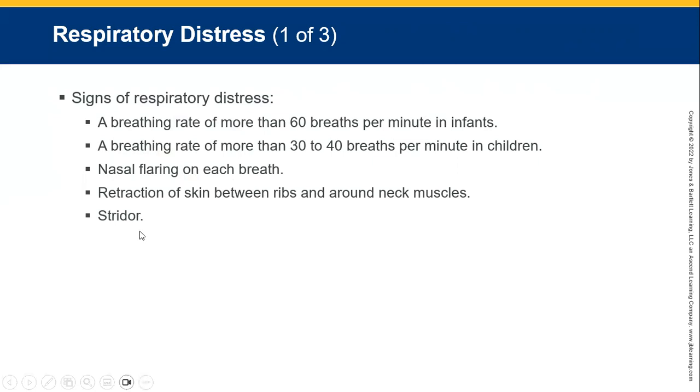Now, stridor, just to explain, is a high-pitched sound, usually when the patient is breathing in. What stridor represents is a partial airway obstruction. So you must remember with this, there is air moving in and out. Remember to remain calm. Arrange rapid transport to hospital.